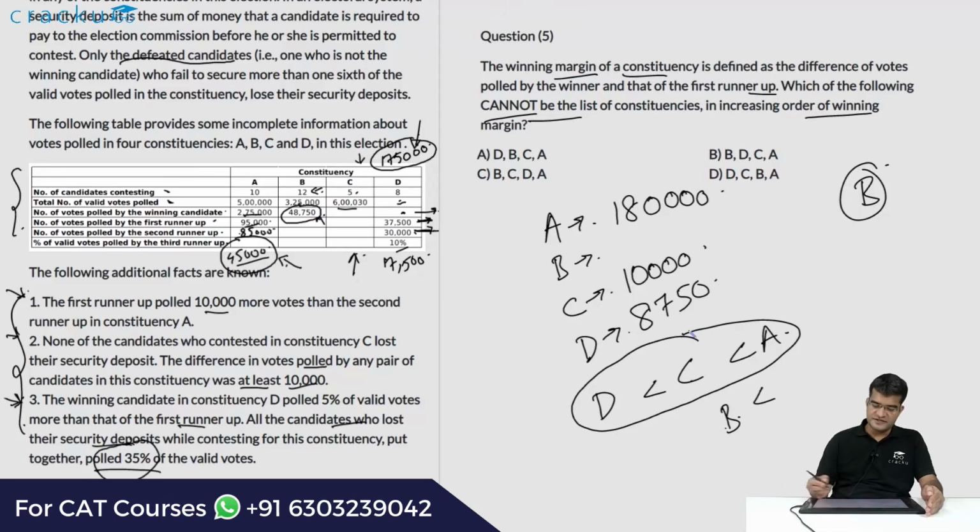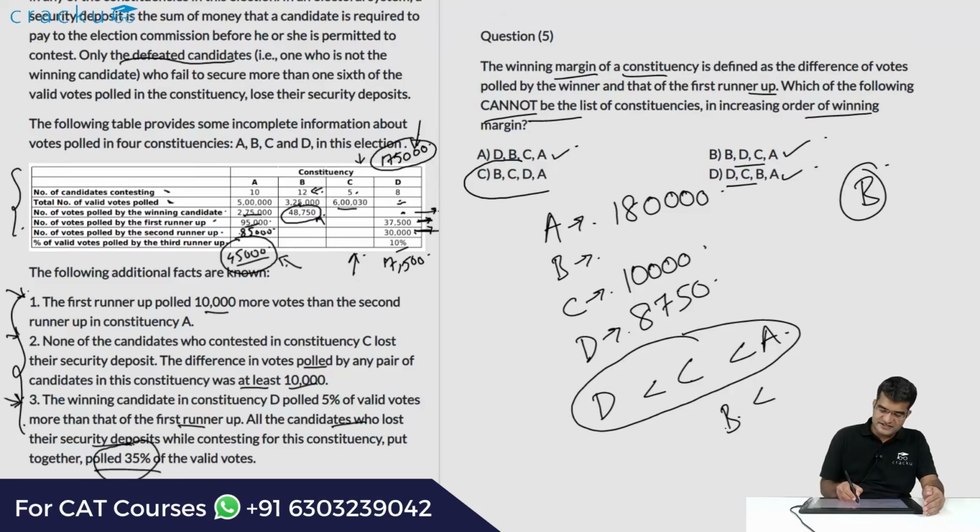If you are looking at the options, the first option will satisfy it. In this case, if you are ignoring B, D is less than C is less than A. If you're looking at the fourth option, it is DCBA. So again, if you're ignoring B, it is D is less than C is less than A. So this is also correct. Similarly, if you're looking at option B, it is BDCA. So if you're ignoring B, it is D is less than C is less than A. So this is also correct.